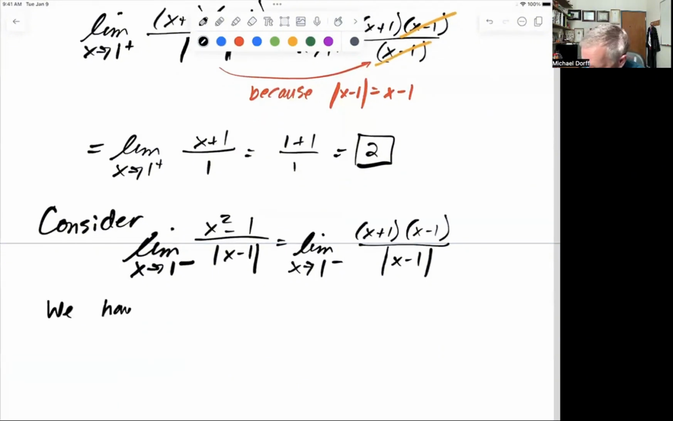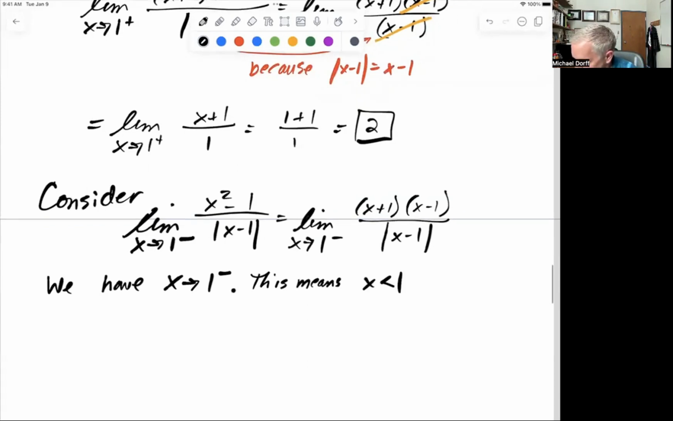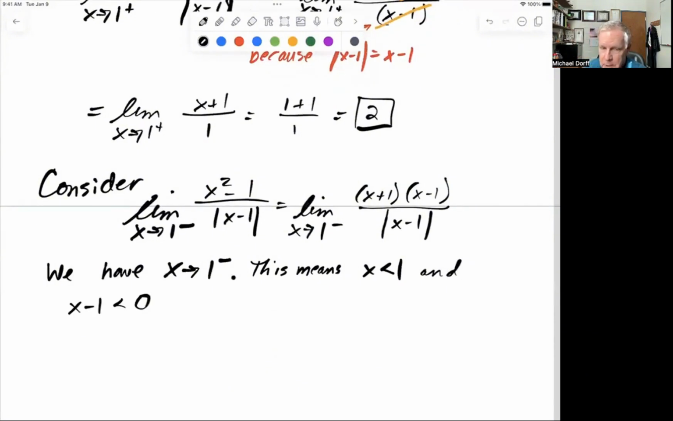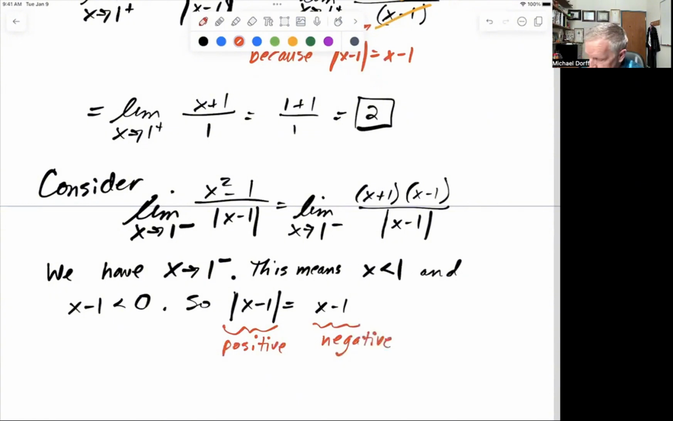So we have that x is approaching 1 from the left here. What does that mean? This means x is approaching 1 from numbers that are a little less than 1. So x is now less than 1. And if I subtract 1 from both sides here, that means x minus 1 is less than 0. So x minus 1 is a negative number. What's the absolute value of x minus 1? Is that going to equal x minus 1? No, it's not. This is positive, but this is negative. So they're not equal to each other.